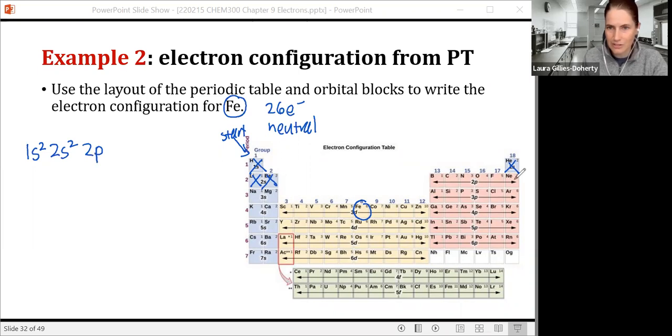The p block holds 6 electrons, so neon's final electron would be in the 2p6 designation. Then we jump down, keep crossing out these boxes. Now we jump down, we're in the 3s block. We've got to fill that. 1, 2, skip across to 3p. We've got to fill that.